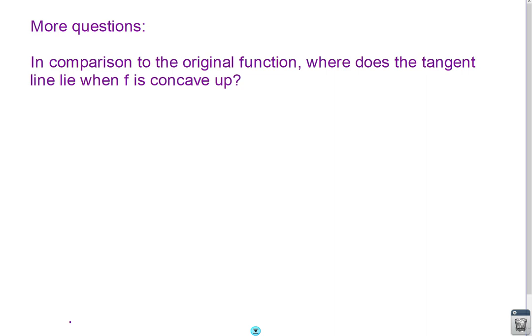So let's think about this. When f is concave up, it's going to look like this. So when I draw a tangent line, except for the point of tangency where they're in the same exact point, the tangent line falls where? It falls under, or lies under, f of x. It is below f of x whenever your function is concave up.